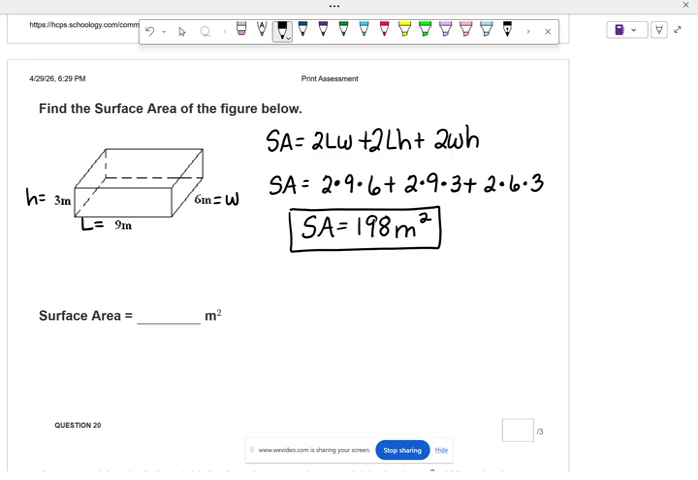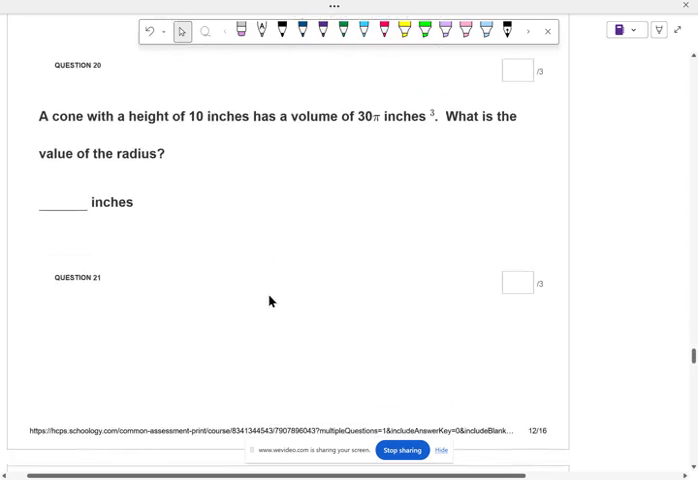And I'm just checking my calculations real quick before I move on. Definitely surface area equals 198 meters squared. All right, number 20. A cone with a height of 10 inches has a volume of 30 pi inches cubed. Y'all, we got to pay attention to every little detail. A lot of you lost the pi.